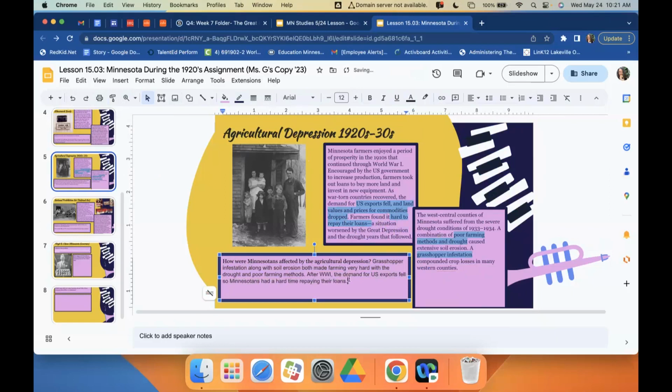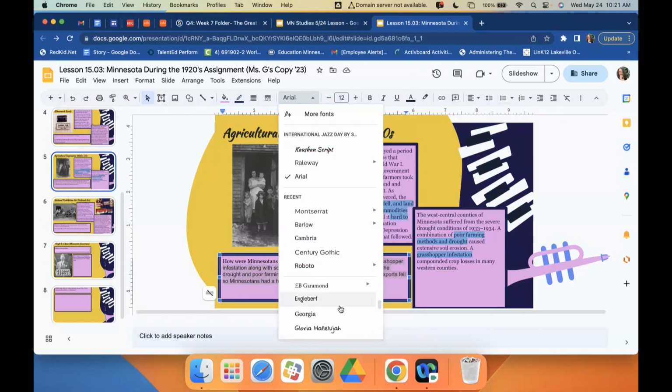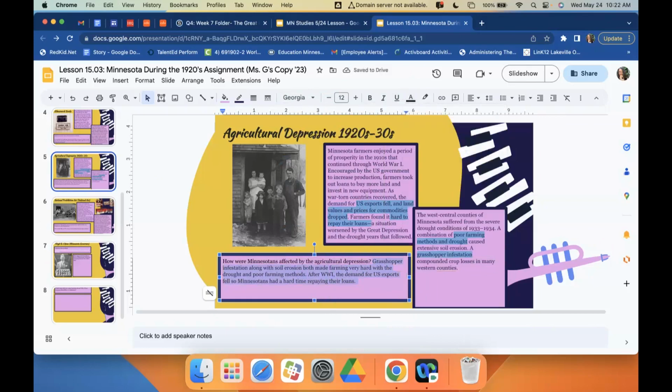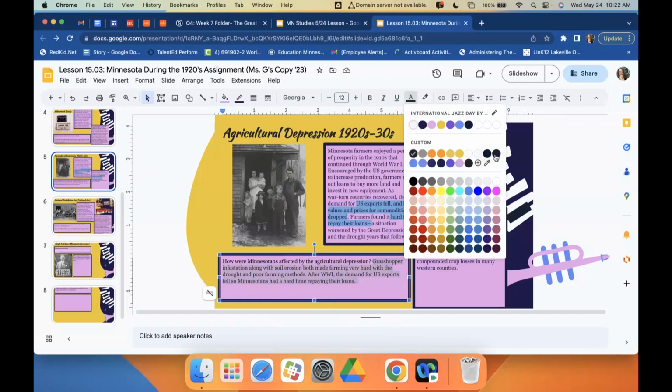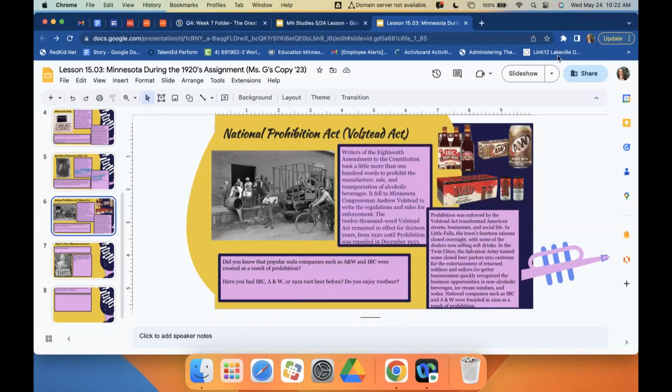Okay, so after World War I, the demand for U.S. exports fell, so Minnesotans had a hard time repaying their loans. So both of those were really important. I'm just going to change the font here, and then I'll put that into the chat. Okay, so that is in the chat now. Okay, and then are we ready to move on to slide number 6?